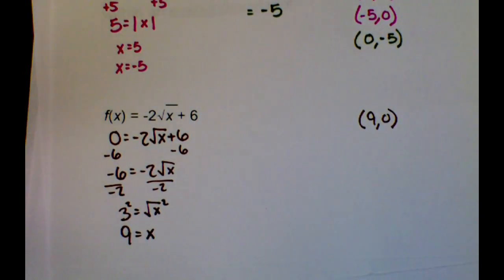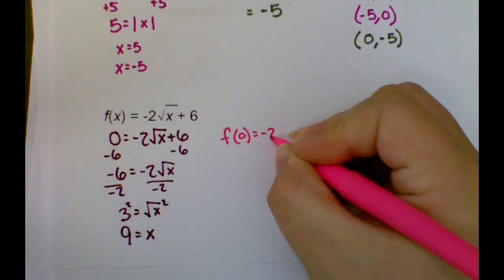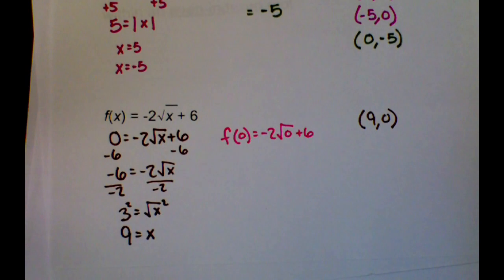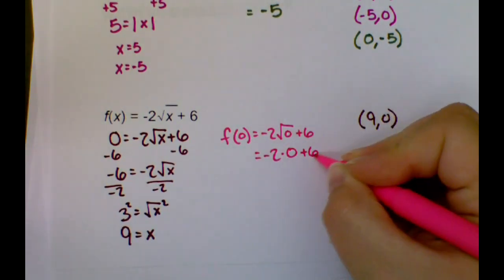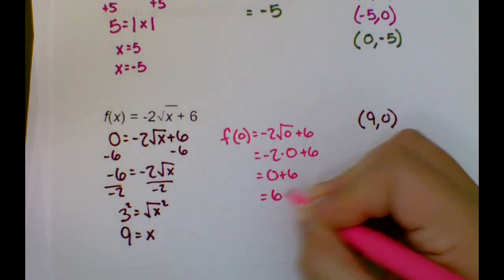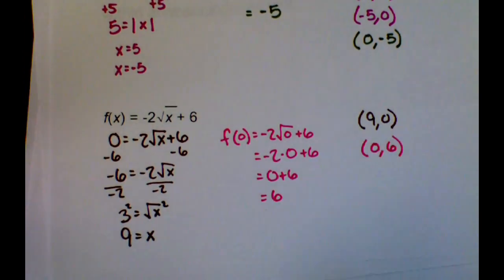And then we find our y-intercept by finding f of 0, which is negative 2 times the square root of 0, plus 6. Well, the square root of 0 is 0. So we just have negative 2 times 0 plus 6, which means we have 0 plus 6, which means we really just have 6. My y-intercept is (0, 6).